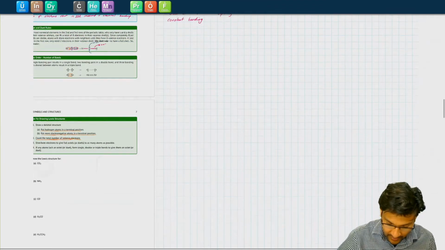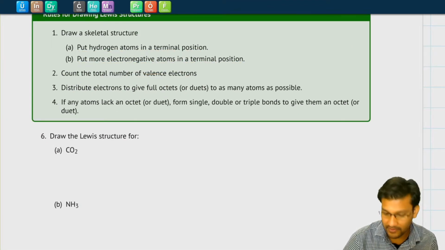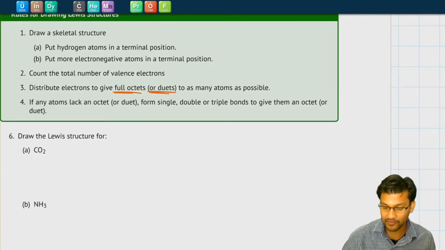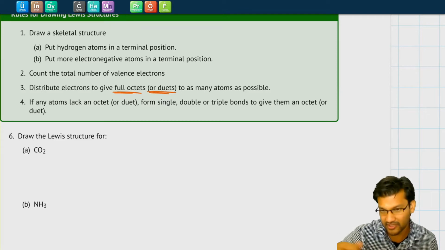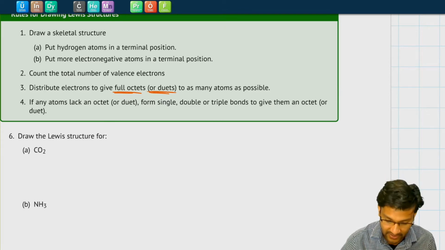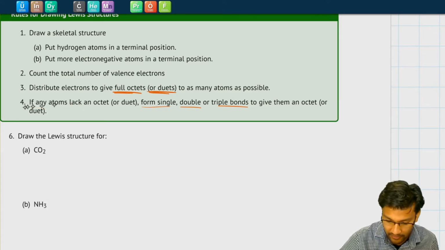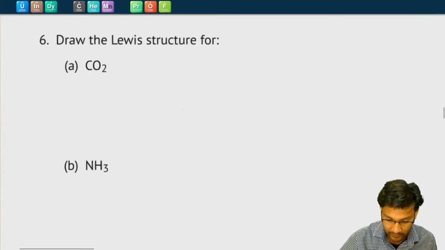The third rule for drawing Lewis structures, and I'm going to do examples with all of these so they become clearer, is we distribute the electrons to give full octets or duets to as many atoms as possible, right? So now that we know how many electrons were there, we're just going to start distributing them to all of the atoms. And then finally, if any atom does not have a full octet or duet, we'll start to form single, double, or triple bonds so that they have a full octet or duet. I know this seems like a lot, but let's do some examples and we'll see what we end up with.